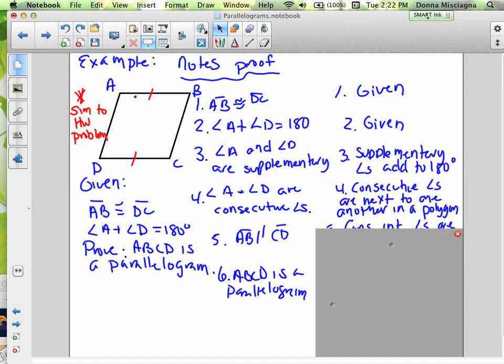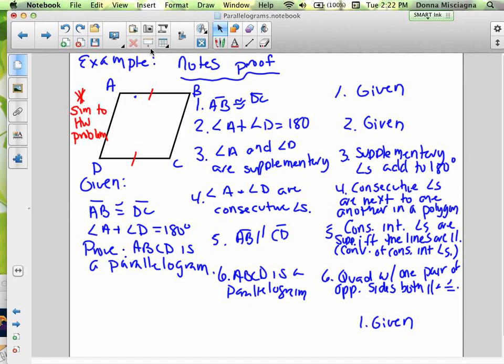However, because the consecutive angles are supplementary, the lines have to be parallel. So now I can mark AB is parallel to CD, and the reason is consecutive interior angles are supplementary if and only if the lines are parallel. It's the converse of the consecutive interior angles postulate. That means that ABCD is a parallelogram because it's a quadrilateral with one pair of opposite sides parallel and congruent.